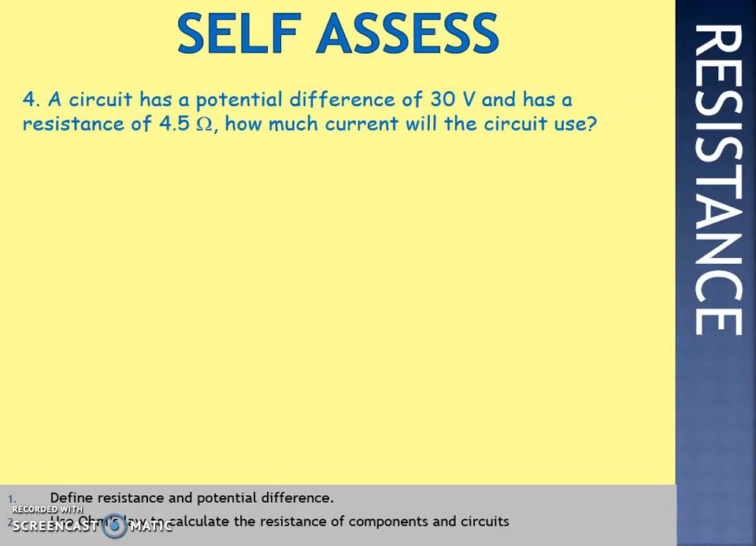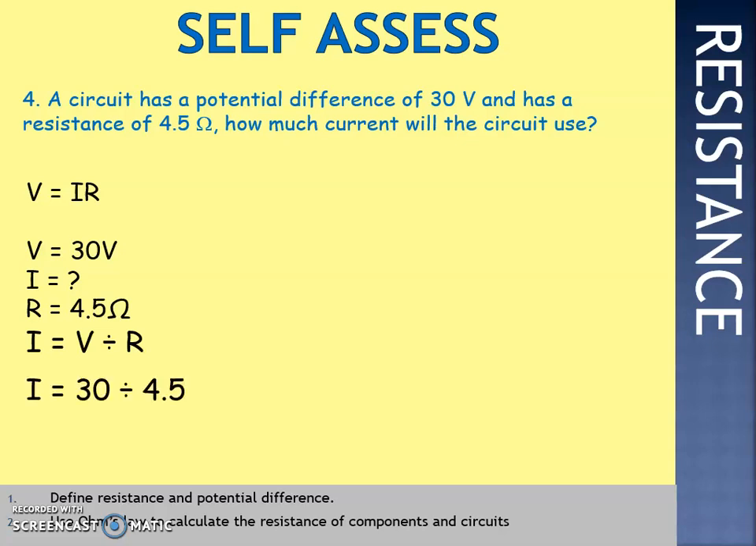Question 4, we have to rearrange it. It's asked me how much current the circuit's going to use. So V equals IR, I know V is 30, I know R is 4.5 from the question, but I need to rearrange my equation. Current is voltage divided by resistance. That gives me 30 divided by 4.5, 6.7 amps.